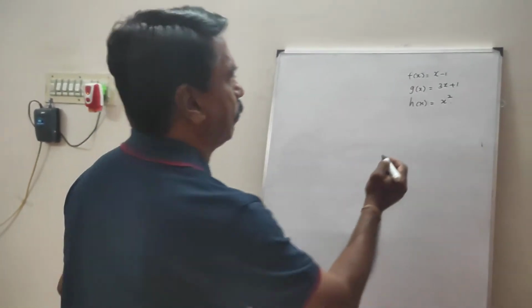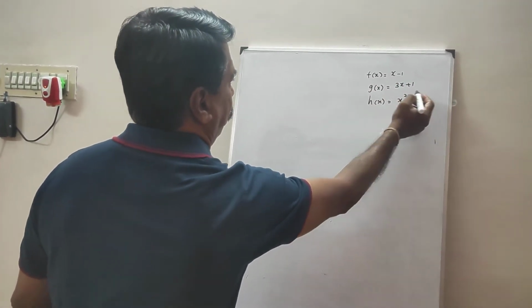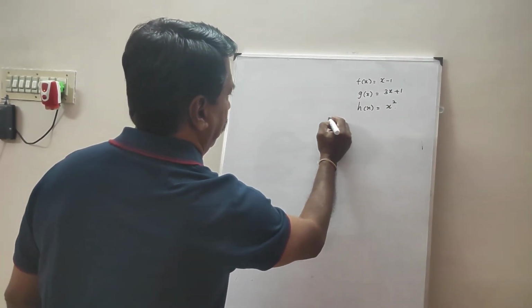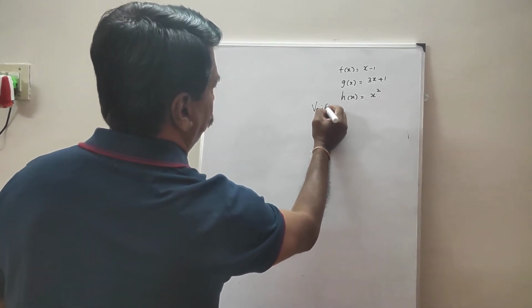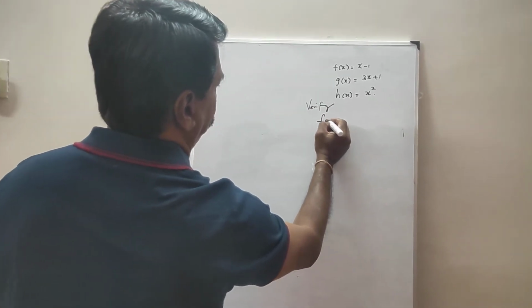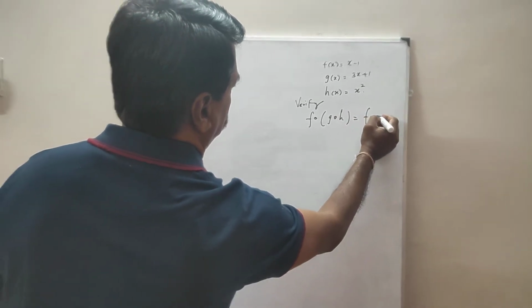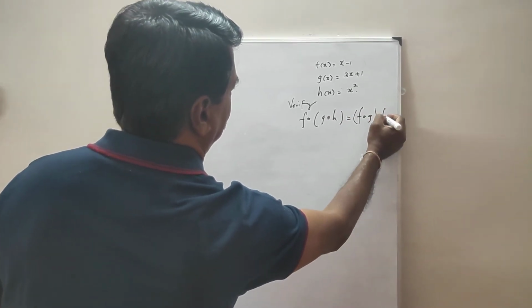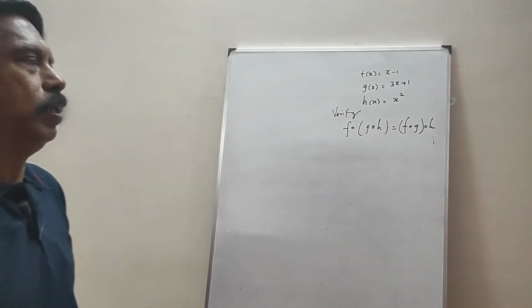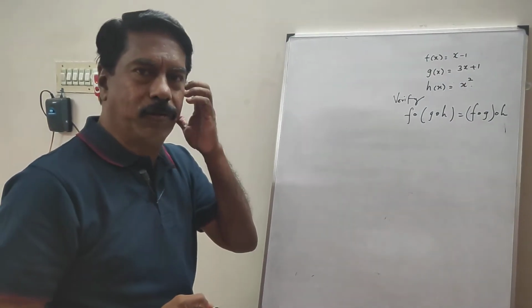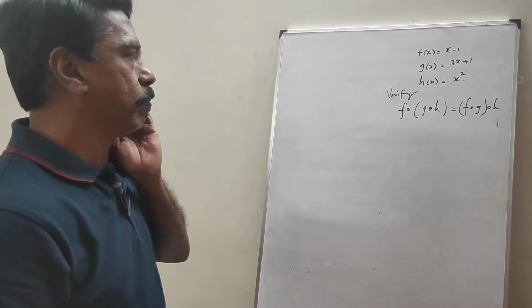The question is: f of x is given, g of x is given, h of x is given. The question is to verify that (f∘g)∘h is equal to f∘(g∘h). What is the name for this property? This is called the associative property.